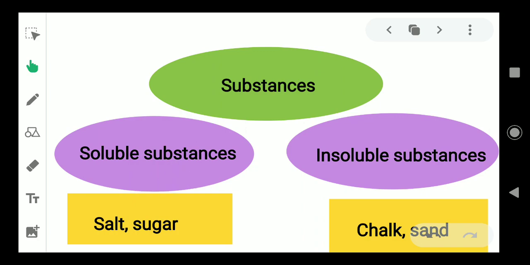But consider the case of chalk, sand, etc. If you make fine powder of chalk and mix it with water, it still will not completely dissolve in water. We can see fine powders of chalk in that water. That means it is insoluble, it is not soluble. Such substances are called insoluble substances, those which do not dissolve in water completely. Consider the case of sand. It also will not be soluble in water. Such substances are called insoluble substances.